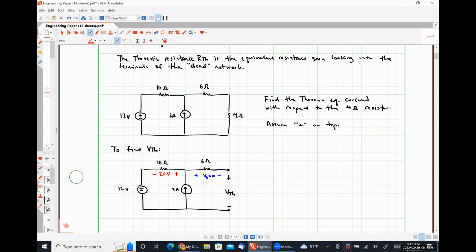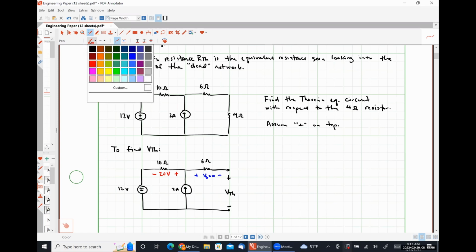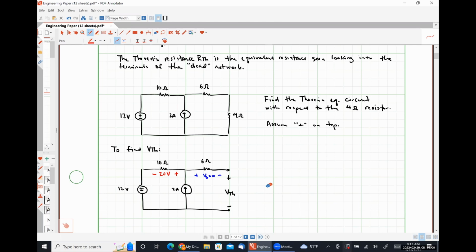And so now, using Emmeline's suggestion, we can write the KVL equation. In doing so, we would find that VTH should be 20 volts plus 12 volts, which is 32 volts. Negative 12 minus 20 plus VTH is equal to 0, so VTH is equal to 12 plus 20.